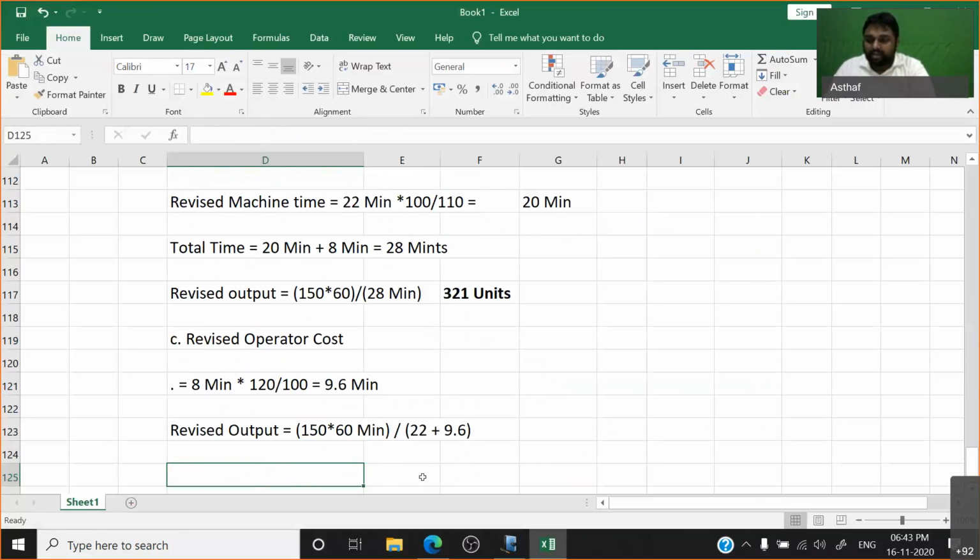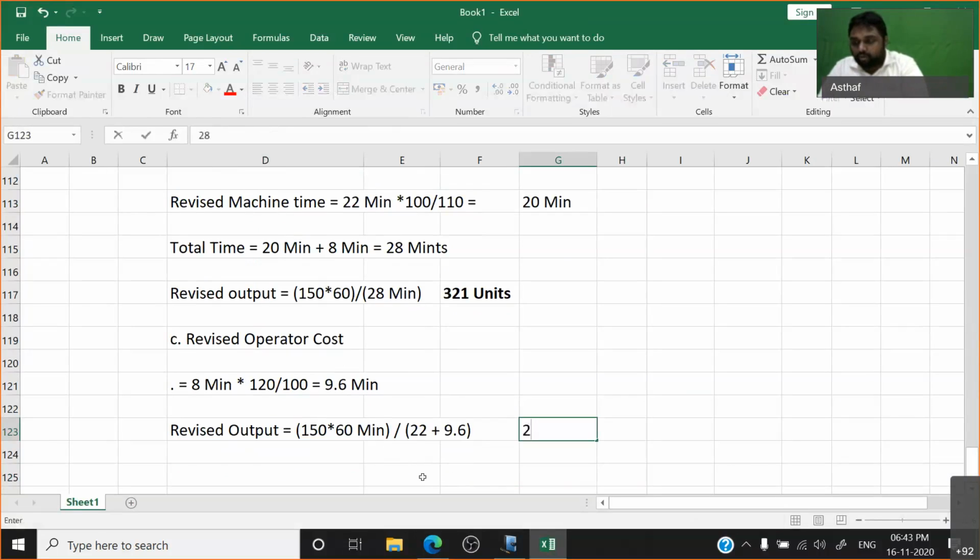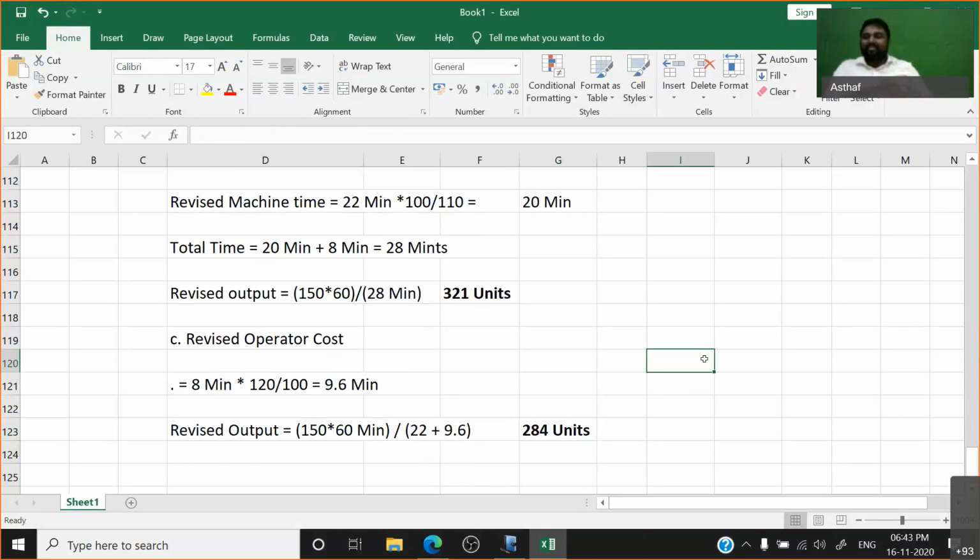So what is the answer, my dears? Tell me. What is the answer? Final answer. 284 units. 284 units. Take your own time and copy, my dears.